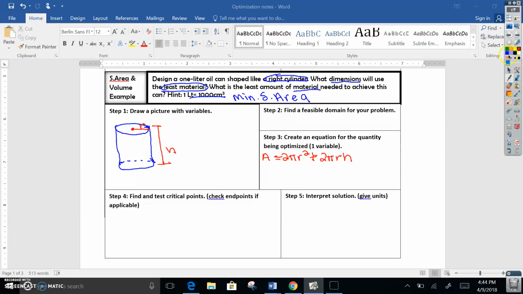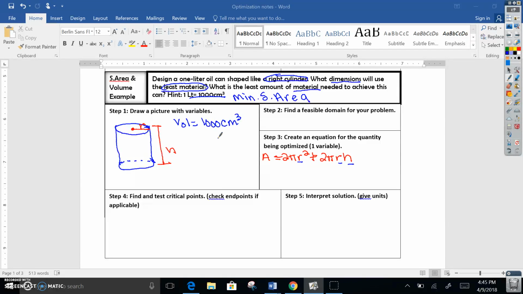So what you're going to notice about this equation is, again, like the previous example about the river, we have two variables. We have an r here, and then we have an h. And we cannot have two variables. So that means we have to go back and find a secondary equation that allows us to replace those. We have one more piece of information we haven't used. The volume of this cylinder has to be 1,000 centimeters cubed.